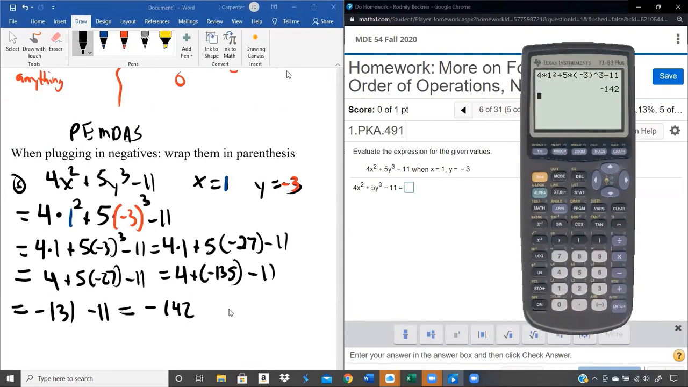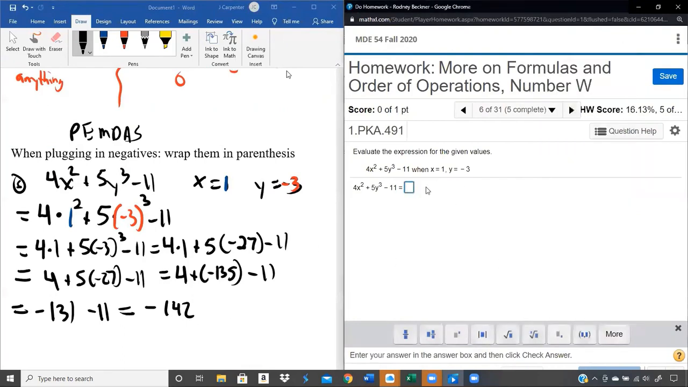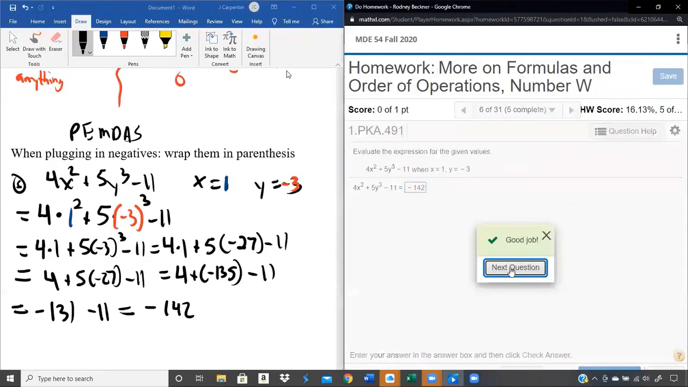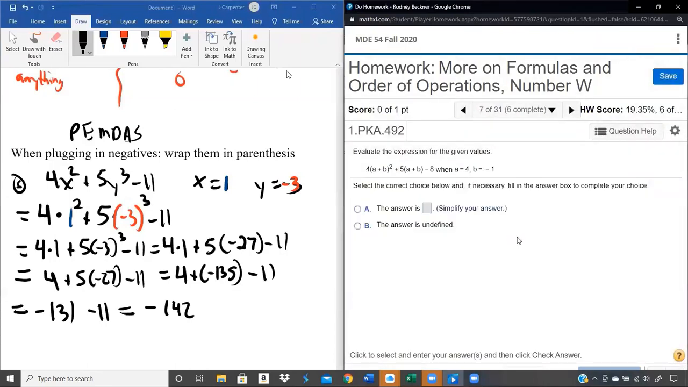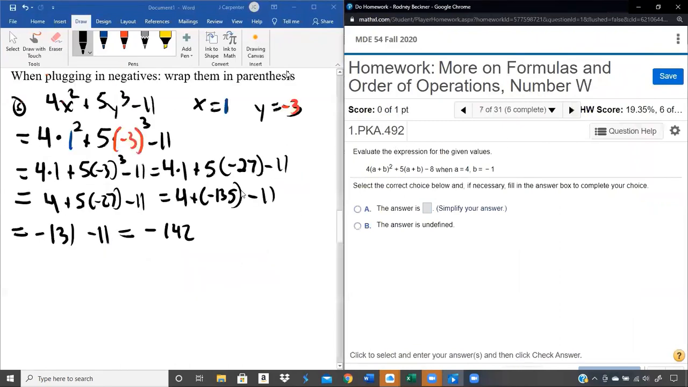Negative 142, we got negative 142 here, sounds pretty good. So I think this will be right. How about that? It is. We'll do one more of these and then I'm gonna move ahead to something else.